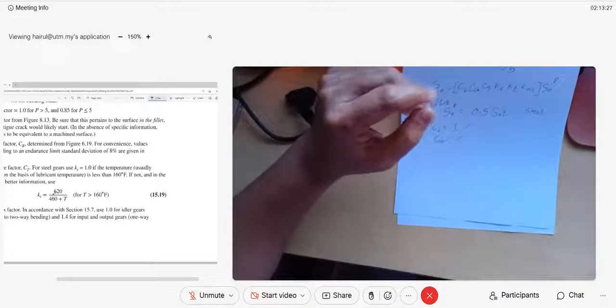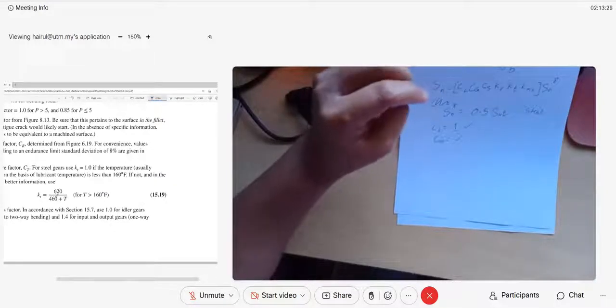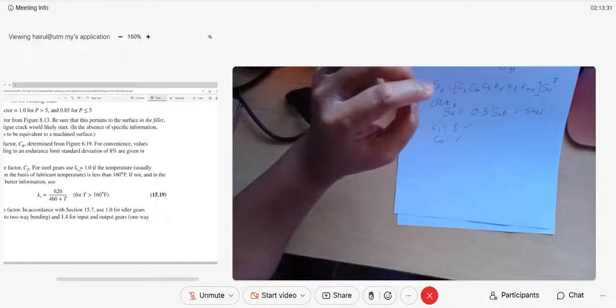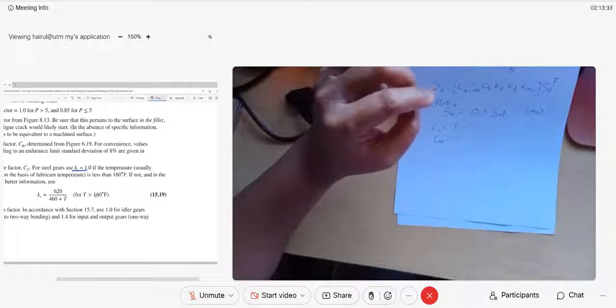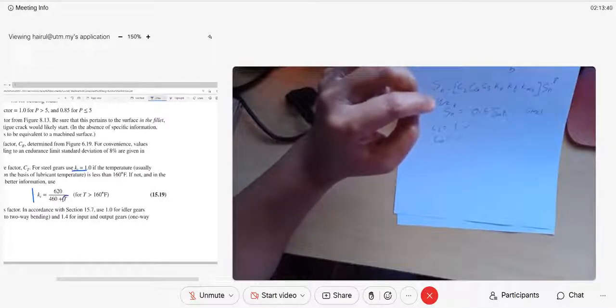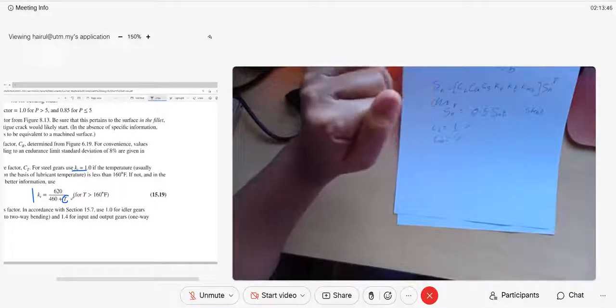Okay, that's your temperature factor. For less than 160, use KT is 1. For bigger than 160 degrees Fahrenheit, use the equation. The value of temperature is in Fahrenheit. Let's say you are at 180 degrees Fahrenheit. You put it in the equation, so you get your KT.